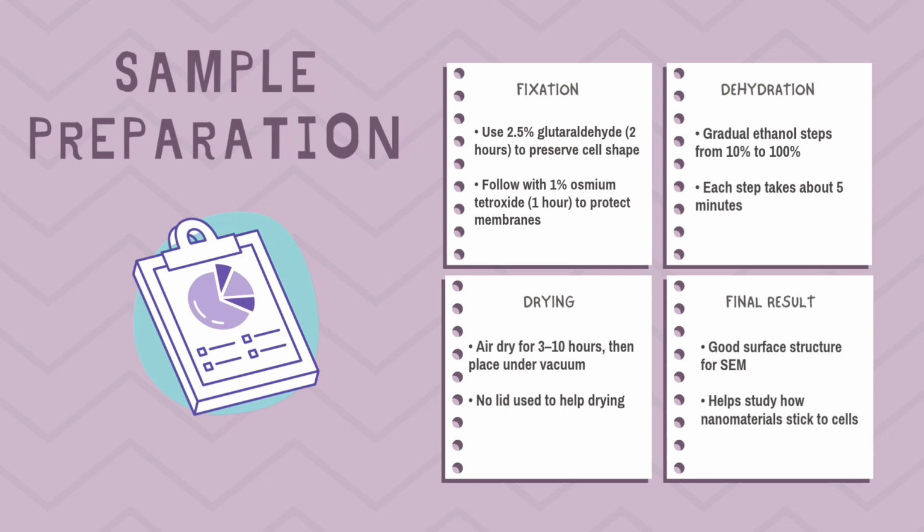Following the dehydration process, the sample is air-dried for a duration of 3 to 10 hours. Thereafter, it is placed in a vacuum chamber without a lid to ensure complete removal of residual moisture and to maintain the structural integrity of the specimen. This preparation protocol effectively preserves the cellular structure, allowing for detailed and reliable observation of the interaction between nanomaterials and the cell surface under scanning electron microscopy.